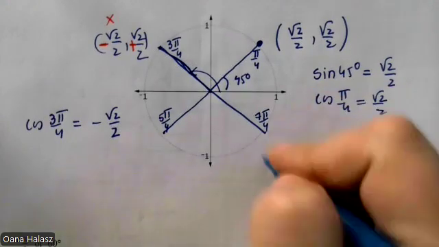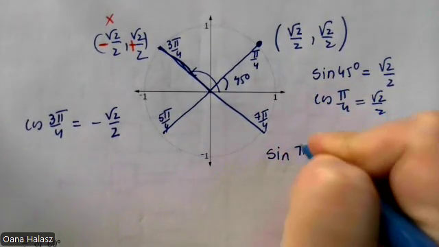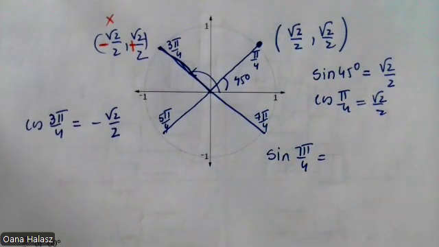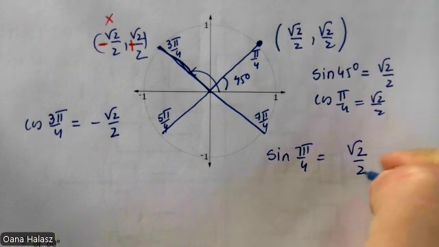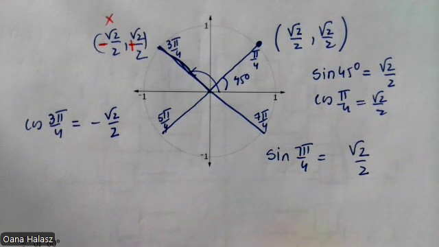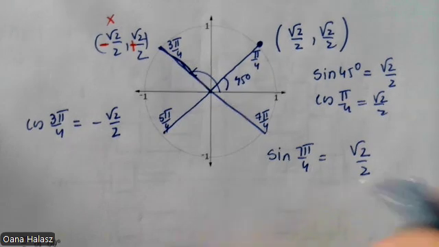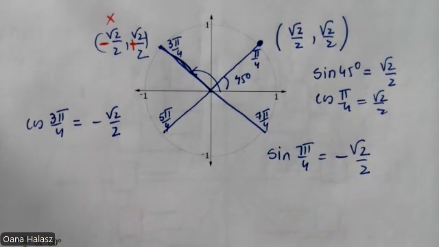If I ask you, what is sine of 7 pi over 4? What are you going to say? So we're going to say root 2 over 2, and then we stop and think, okay, 7 pi over 4 is an angle in quadrant 4. I need the y coordinate, because that's the sine value, the y coordinate. What are the y coordinate signs in quadrant 4? Negative. And that's one way of thinking about these questions.